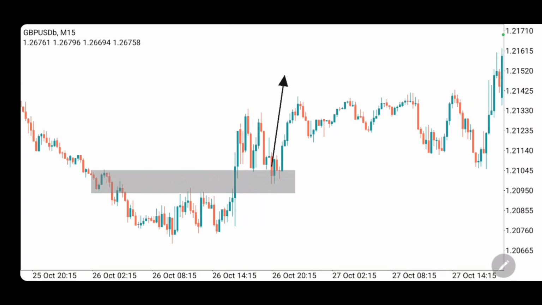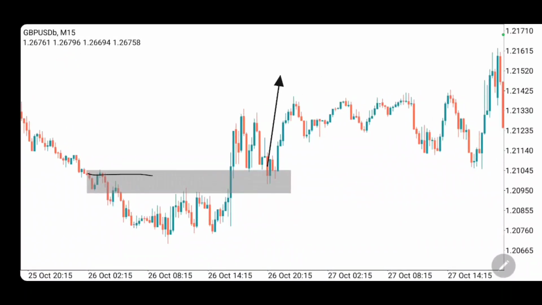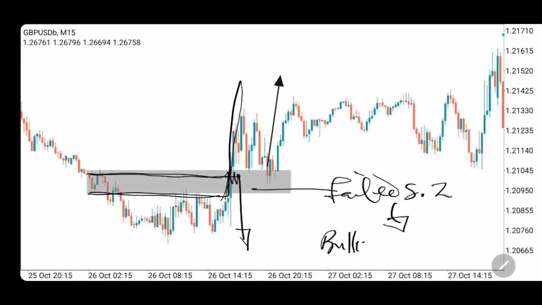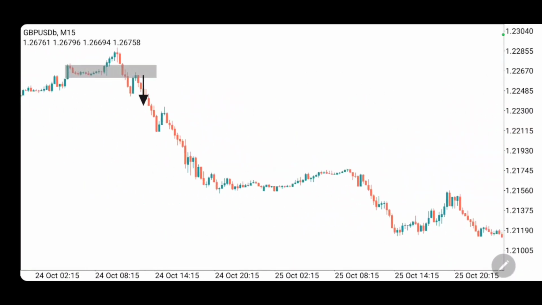So in this case now, this is just a zone that price ought to have sold from, a beautiful demand zone that price ought to have sold from. But what happened? Price broke through the zone, so this becomes a failed supply zone turned into a bullish breaker block. So this is a supply zone, failed supply zone, which turned into a bullish breaker block. So this strategy is unique. Okay, the strategy is unique.